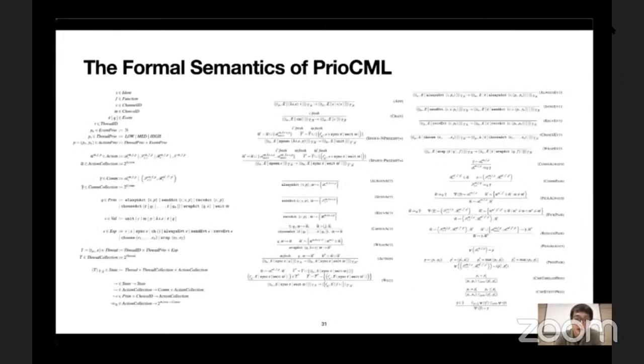And our system has a fully formalized semantics. In this semantics, we have an oracle. This oracle has the power to pick the correct pair in a communication. And we implement this semantics in PriorCML. Then we perform some case studies.